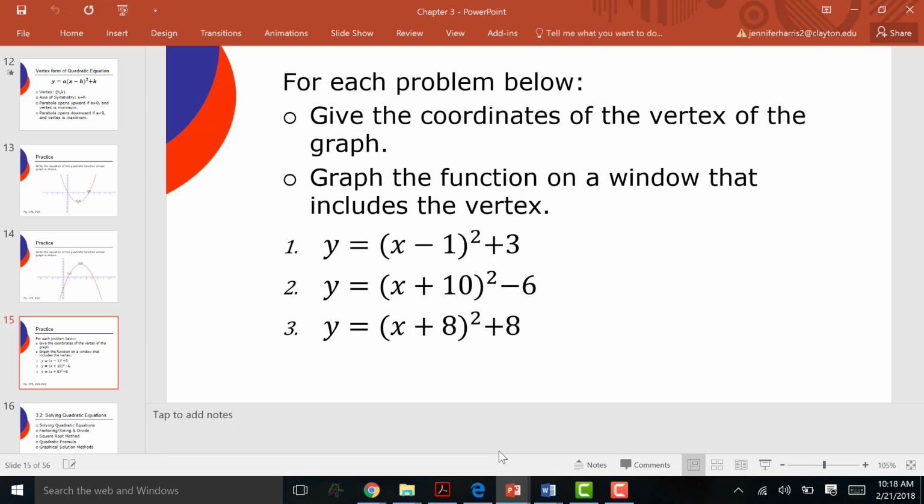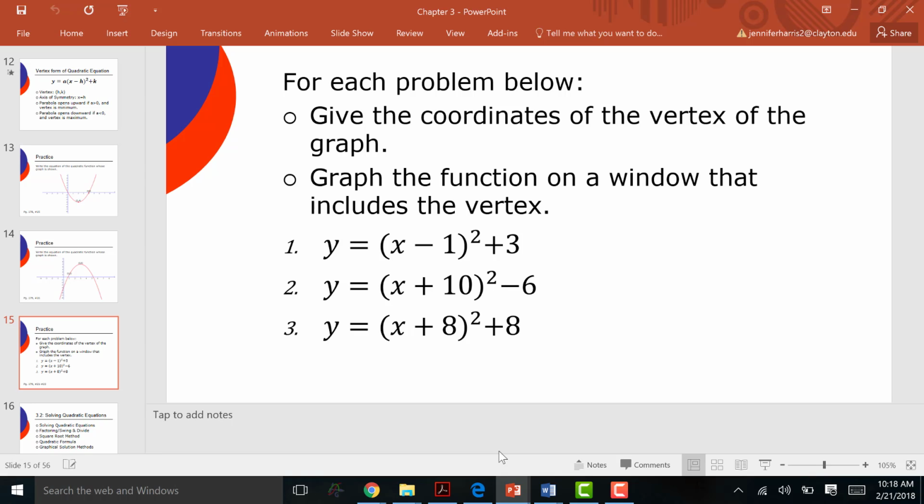So to make it easy, when you see the x minus 1 or the x plus 10, the answer for the vertex is always going to be the opposite of what you see. So if that says negative 1, it's going to be positive 1. If that says plus 10, it's going to be negative 10. If that says a positive 8, the answer over here should be negative 8. Okay. So now I know my vertex is going to be negative 8, comma, 8.